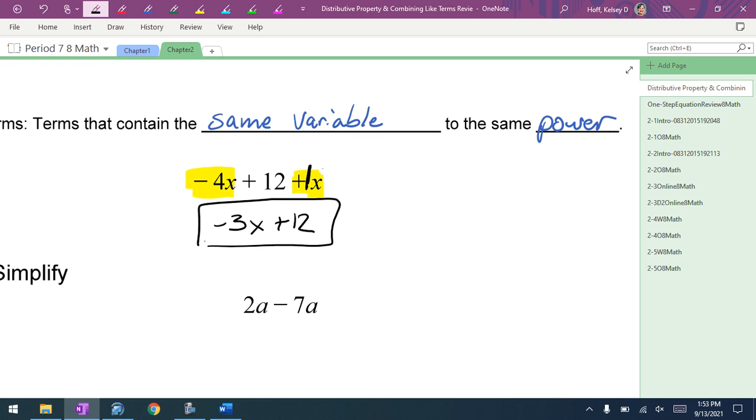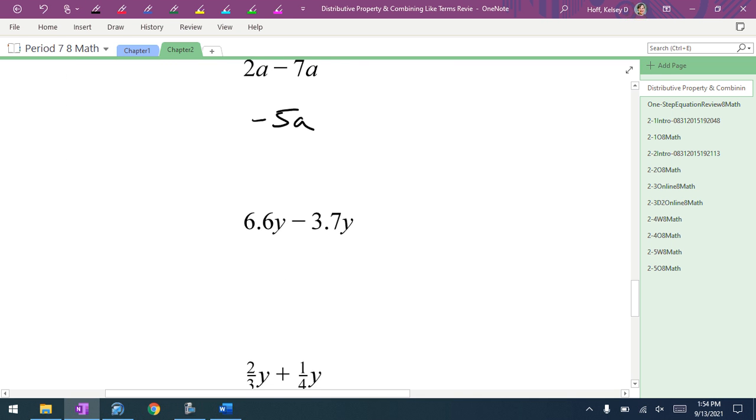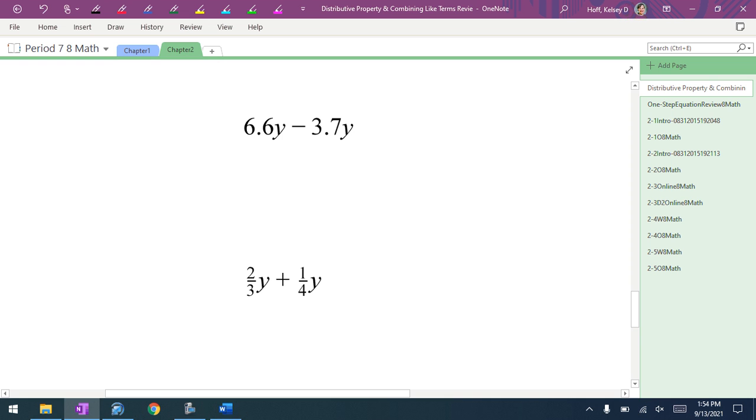Okay? 2a minus 7a. 2 minus 7 is negative 5a. These are why we reviewed integer rules a few weeks ago. 6.6y minus 3.7y. 2.9y.